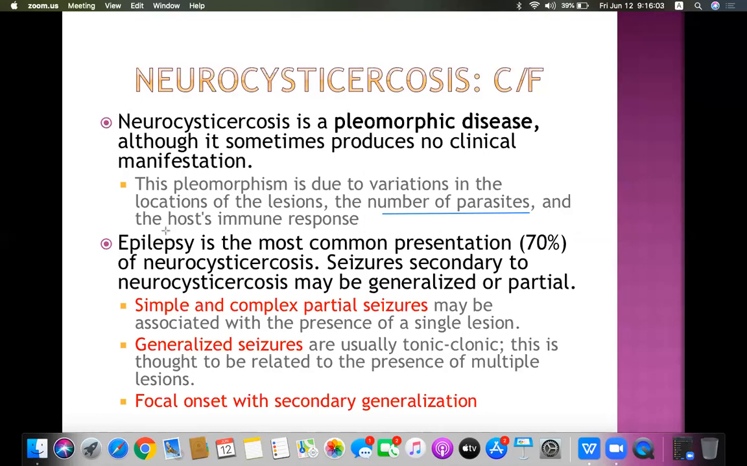And the third point: it also depends on the host immune response. If the immune response is good, probably those parasites would be killed quite early, along with the help of medicine. Now, epilepsy is the most common presentation. Now, can anybody tell me what is epilepsy? What is epilepsy, by the way?